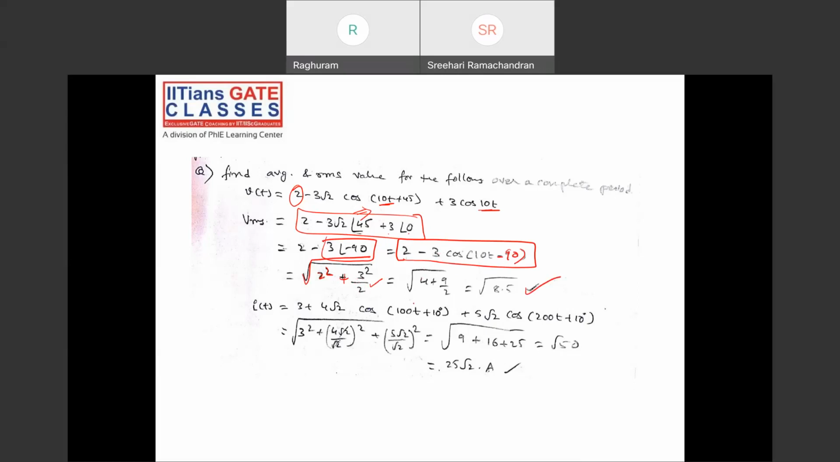If there are two different frequencies, you have to do it separately. This is how you get it. The important thing is the frequency terms. If they are of the same frequency, you can directly add or subtract them and do it. Different frequencies are handled separately.